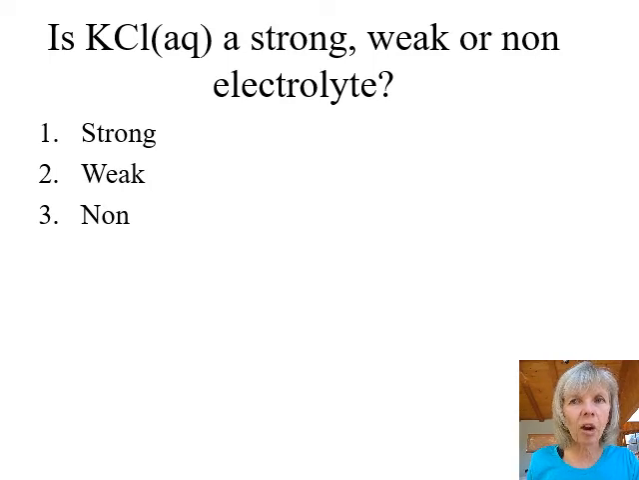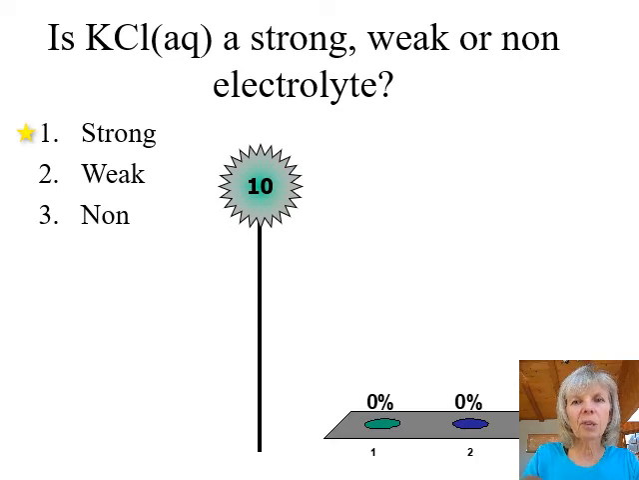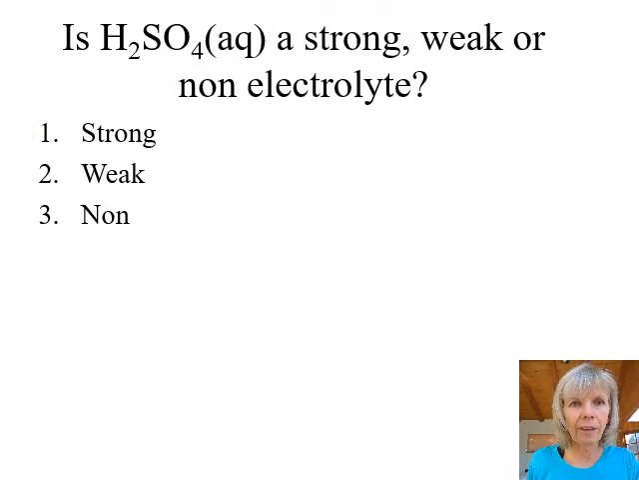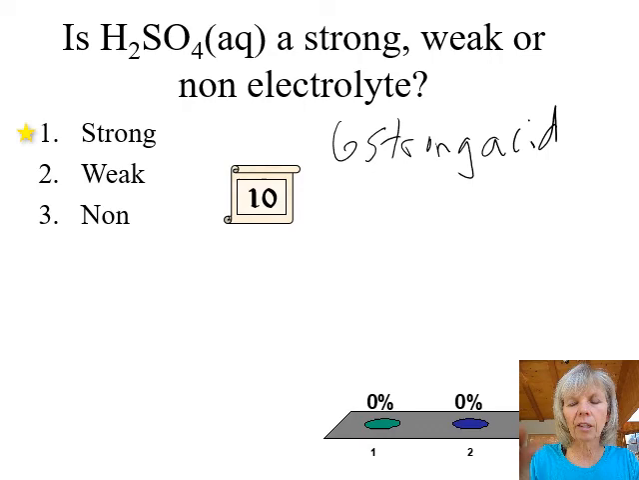KCl aqueous is a strong, weak, or non-electrolyte? This is the example where we have strong, and this is because we have an ionic compound that's dissolved in water. We have H₂SO₄ aqueous. This is known as sulfuric acid. Is this a strong, weak, or non-electrolyte? The answer is strong, because this is one of our 6 strong acids that you need to remember. Anytime you have a strong acid, that's going to be a strong electrolyte.